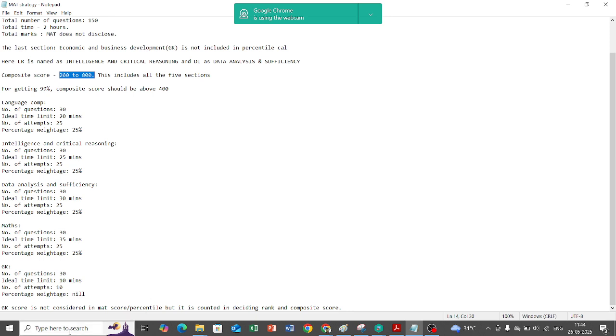See, GK score is not considered as math score or percentile, but it is counted in deciding rank and composite score. Okay, math score and composite score both are different. Remember, they will never release the math score, but they will release something called as composite score. While calculating composite score, the GK marks is counted, but it is not counted while calculating the actual math score and the percentile.